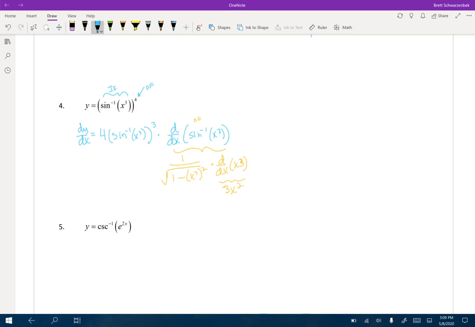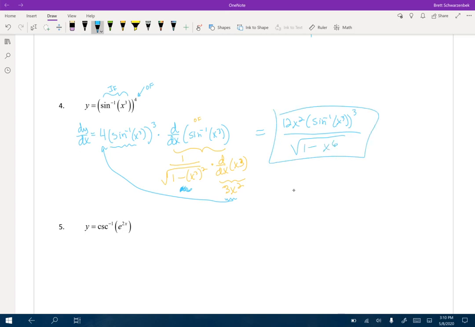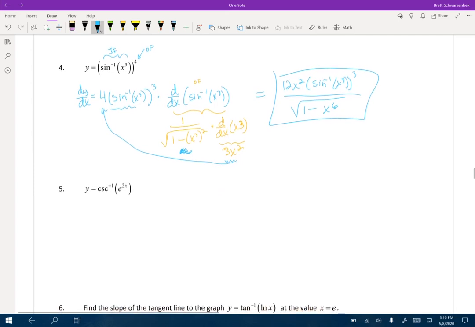Okay, so if we look at what we have left over, we have this in the numerator, this in the numerator, but this is in the denominator right here. So what does that look like? We're going to take this 3x squared, multiply by the 4, and get 12x squared. We're going to rewrite the sine inverse business, x cubed all cubed. And then we're going to do the square root of 1 minus x to the 6th in the denominator, which makes this the derivative of our function. So again, even though we're going on to a new topic, you must follow all the typical rules that you've seen before. You cannot move away from those when doing so.